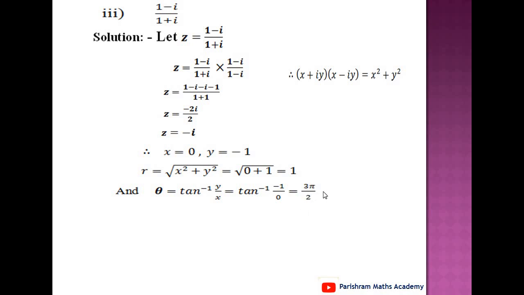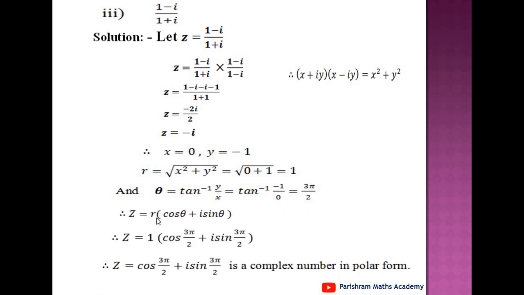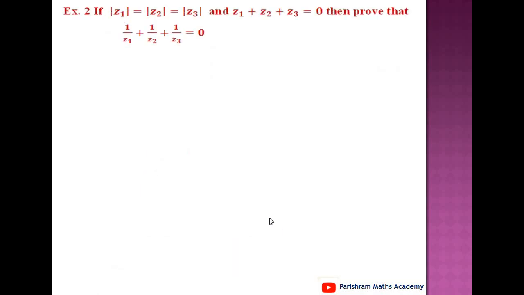It means 270 degrees. And therefore z equal to r in bracket cos theta plus i sin theta, but value of r is 1, value of theta is 3 pi by 2, and therefore z equal to cos of 3 pi by 2 plus i times sin 3 pi by 2 is the complex number in polar form. These are examples where we can express the complex number in polar form. Next type.